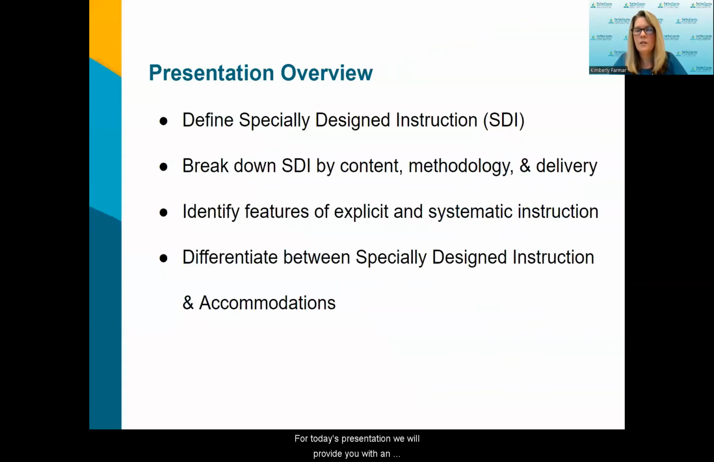For today's presentation, we will provide you with an overview and definition of what specially designed instruction is, take a look at the approach to specially designed instruction as it relates to content, methodology, and delivery of instruction, identify features of explicit and systematic instruction, and differentiate between specially designed instruction and accommodations.